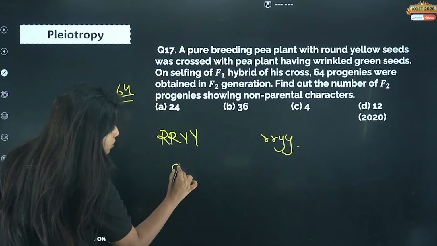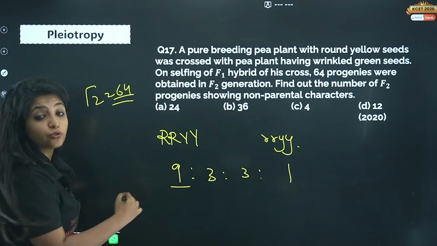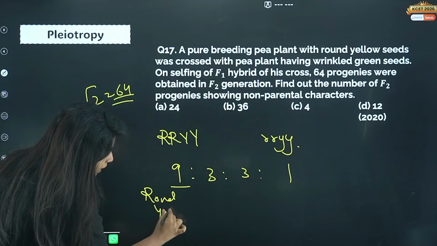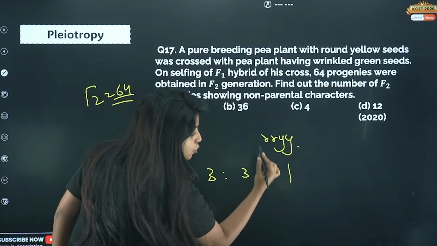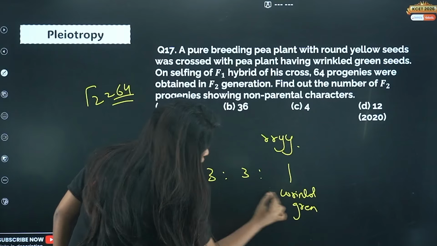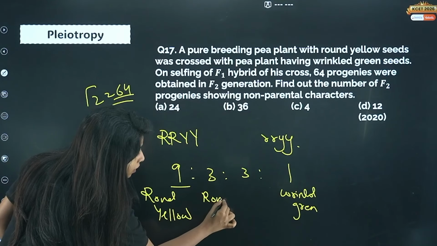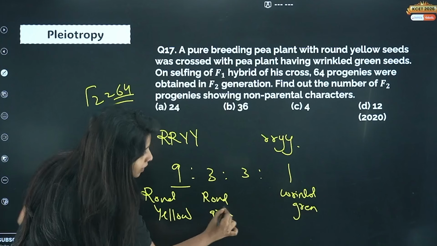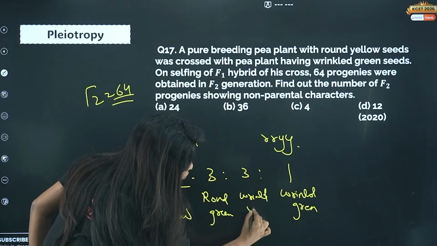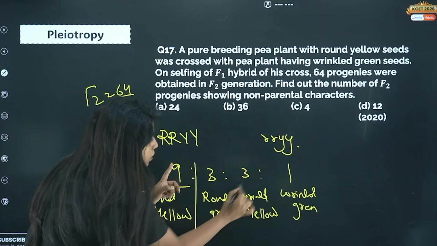Ma'am, this is super easy. We studied 9:3:3:1. I told you 9 of them are going to show the dominant parent's character, so it is going to be round and yellow. Agreed? This is going to be showing the recessive parent, so wrinkled and green. Now both of them are going to show non-parental character. So round was with yellow, but here round will be with green. And here wrinkled was with green, but here wrinkled will be with yellow. Now these two are the non-parental character.